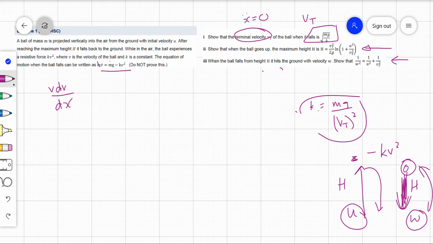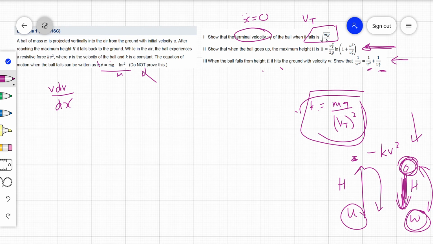I've already divided by m here. And the other thing to think about, if I look here, is I need terminal velocity, which is not one of these velocities, 0 and w. I need the u and the vt, which I'm not going to get from these velocities. But I will get, I guess, from height up here. And the other thing is, I do know my k, because I've got a k in there. I know my k is equal to mg on vt squared. So I'm going to put that in now.